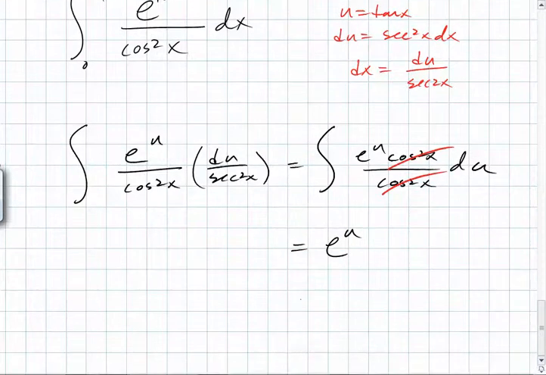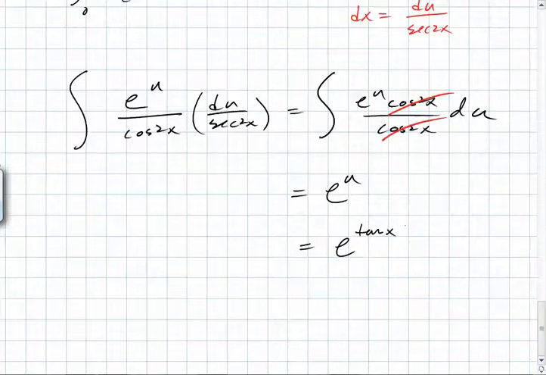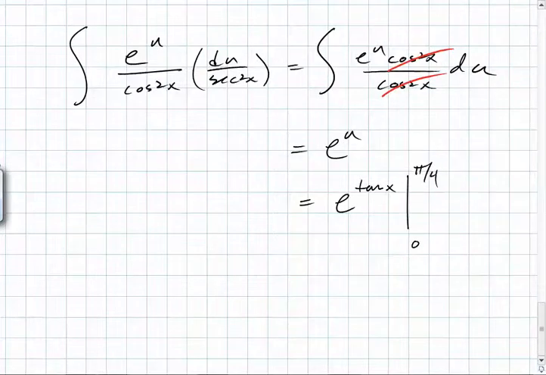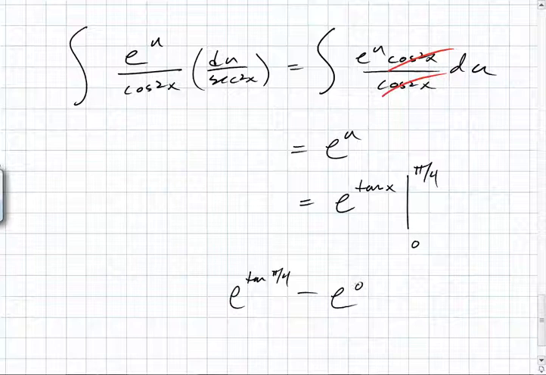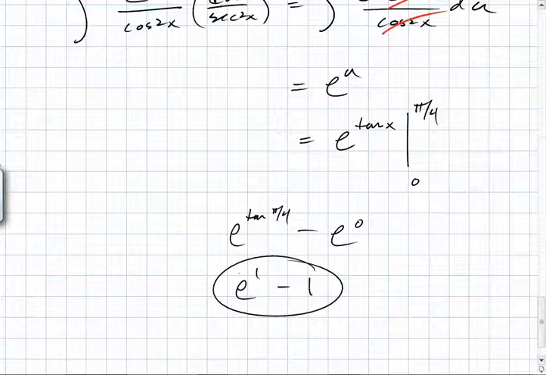So the integral, the general antiderivative, the indefinite integral, is going to be e to the what power? Tangent x. And you're evaluating that from what to what? 0 to pi over 4. So you do e to the tangent of pi over 4 minus e to the 0. What's tangent of pi over 4? What's e to the 0? 1. So that's it right there.